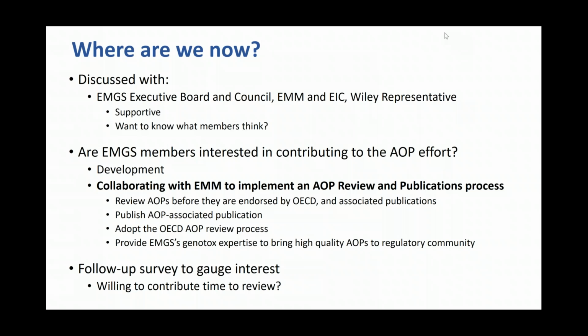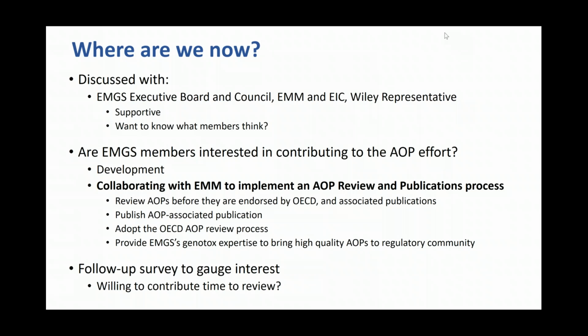Bill asks, if this is valuable, who is paying for it? So who is paying for AOP development are the authors in and of themselves and their institutes. A lot of this work is being done by government institutes. And in terms of review, the initial review process was funded by the OECD, but it's become too big for them to fund. So if we made this part of the EMGS and the EMM, then essentially we're operating under the journals framework, I think.